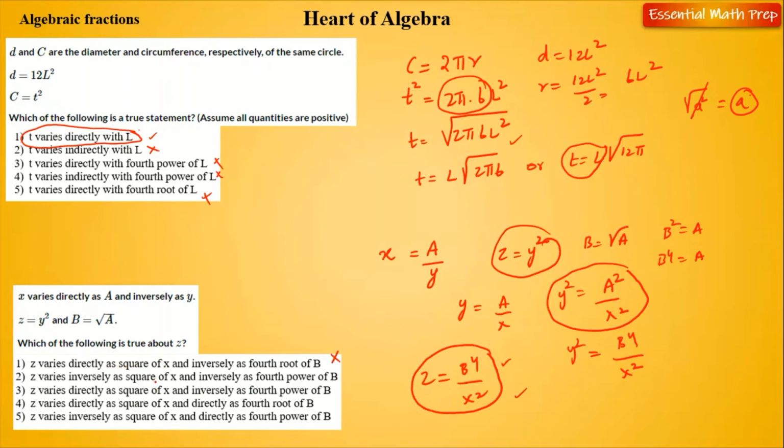Z varies inversely, well, that's a likely possibility. Z varies directly as a square. Z is not directly related to X. So choices 1, 3, and 4 are incorrect. What's choice 2 and 5? Z varies inversely as the square of X and inversely as, well, it can't be both inverse, so that's incorrect. Z varies inversely as the square of X and directly as the fourth power of B, and that's correct.